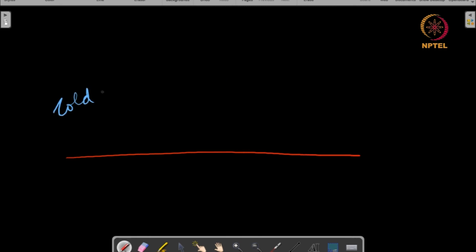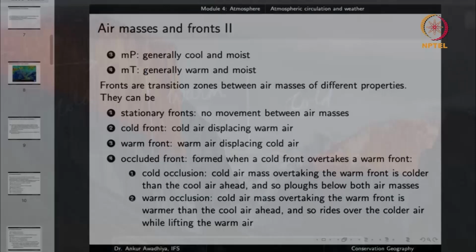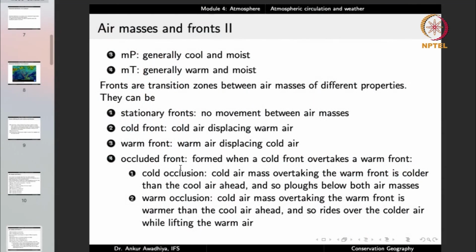So you have a cold air, you have a warm air, and you have another cold air. Now in this case, the air is moving like this. So you have a front between cold and warm, but then the cold air here is moving at such a high speed that it overtakes this front, the warm front. In that case, we'll call it an occluded front.